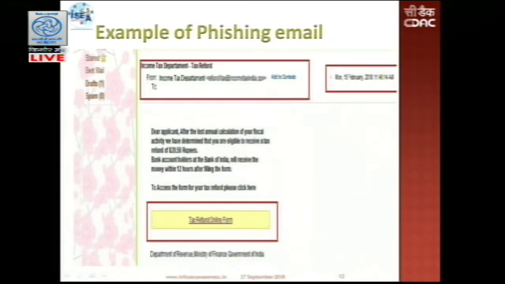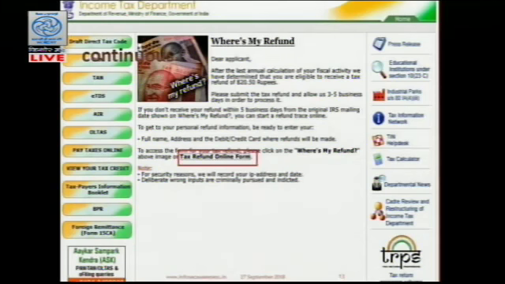So, this is an email that comes to you, and here it says that we are giving back a refund of your income tax. There is a tax refund online form that you have to click, or a link, and once you click that, it goes to a fake phishing website called income tax department, where the look and feel will be almost the same as our income tax website. The look and feel will be the same, but the URL will be different.